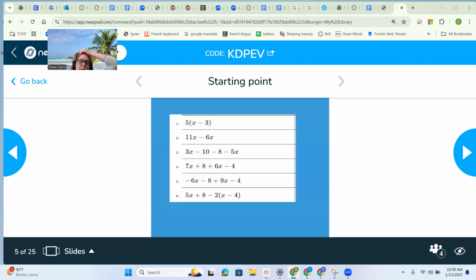Can anybody tell me, can you combine those next two numbers? This is called simplifying. They're not equations because there's no equal sign there, but simplifying, we'll call them terms.